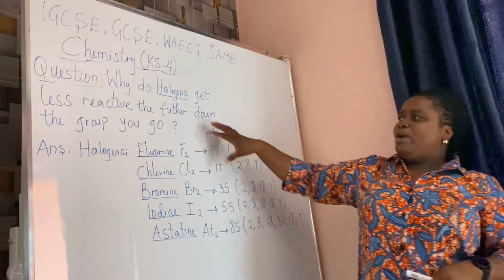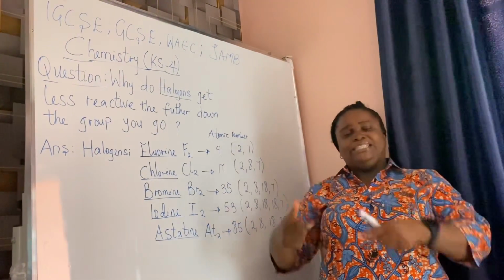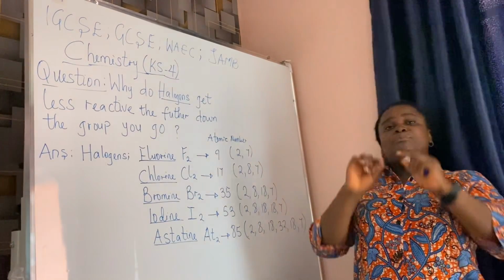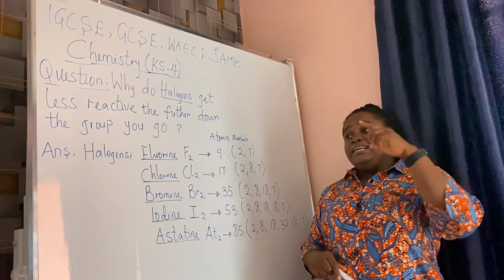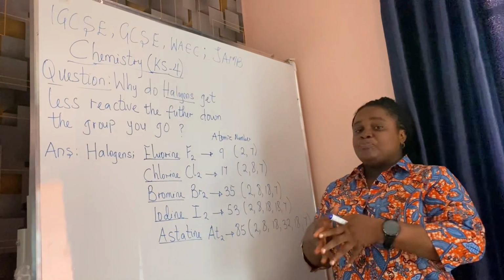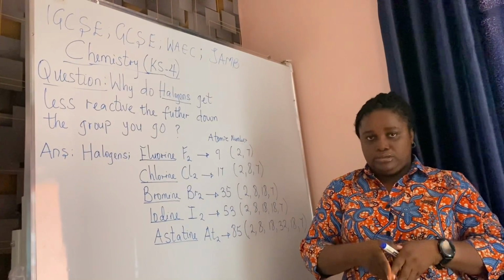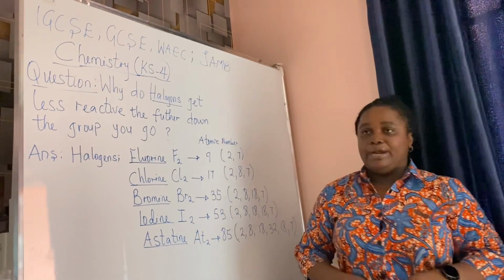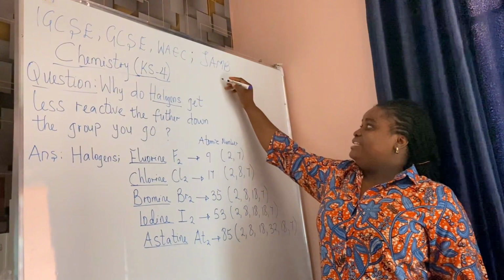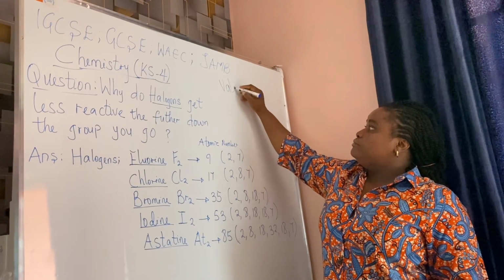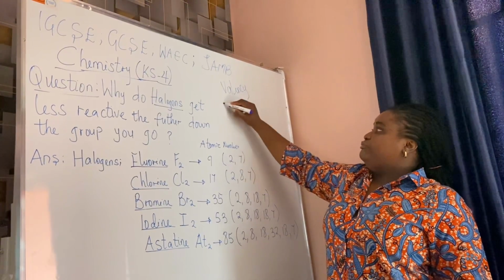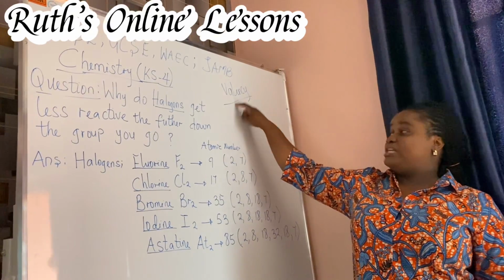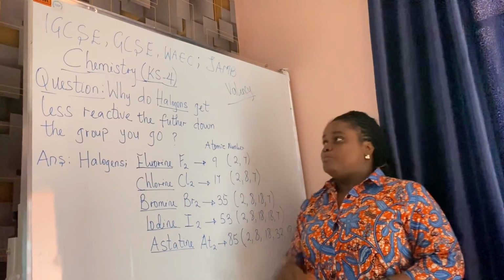All right, so when we say halogens are in group 7 or they are the group 7 elements, what that simply means is that the elements under that group have something in common. And what they all have in common is valency. All right, so the word valency, V-A-L-E-N-C-Y, valency, if you can see it here, that's what I'm talking about.